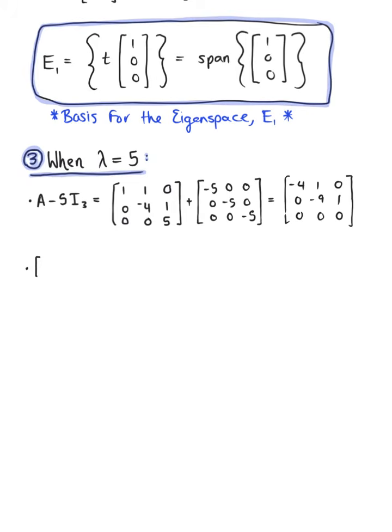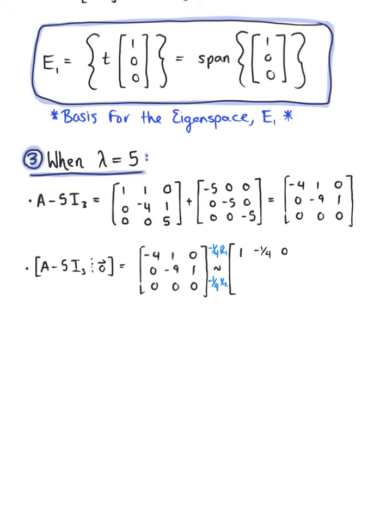So in order to find the null space of this matrix, we need to row reduce matrix A minus 5 times the identity matrix, augmented with the 0 vector, to its row reduced echelon form. So taking the matrix we just found, we can simplify this matrix by dividing the first row by a scalar multiple of negative 1/4, which leaves us with 1, minus 1/4, 0, and multiplying the second row by a scalar multiple of negative 1/9, we are left with 0, 1, minus 1/9, 0, 0, 0.